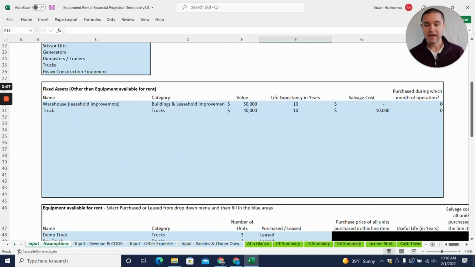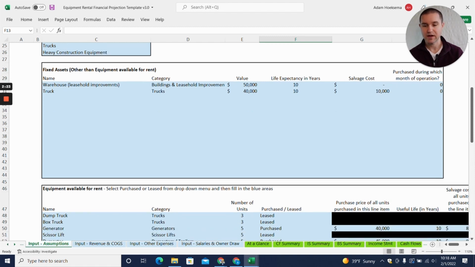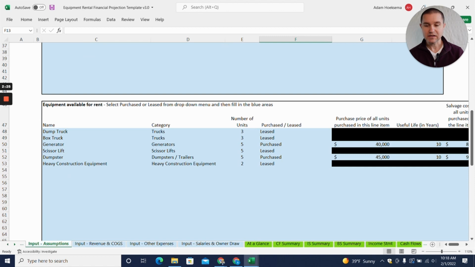And then we have some fixed assets. These are assets that are not available for rent. So this isn't the equipment assets that you'd rent out. These are maybe a warehouse where you would hold the equipment, and maybe a truck that the business has. And now down here is where we enter in the equipment that is actually available to be rented.